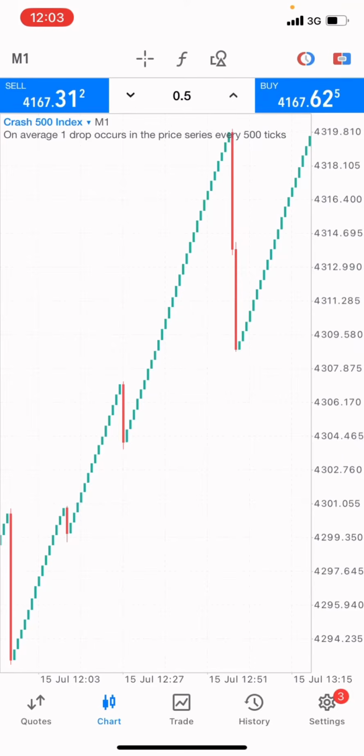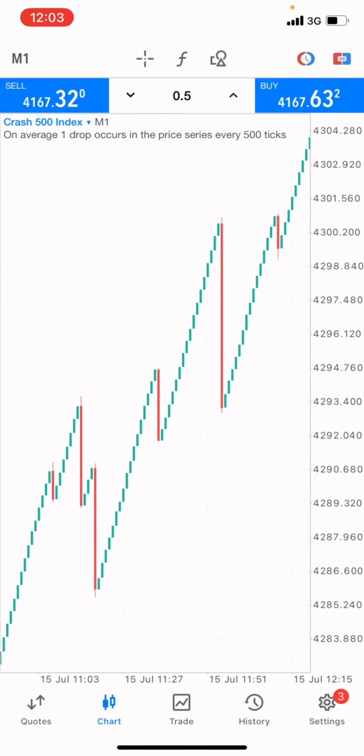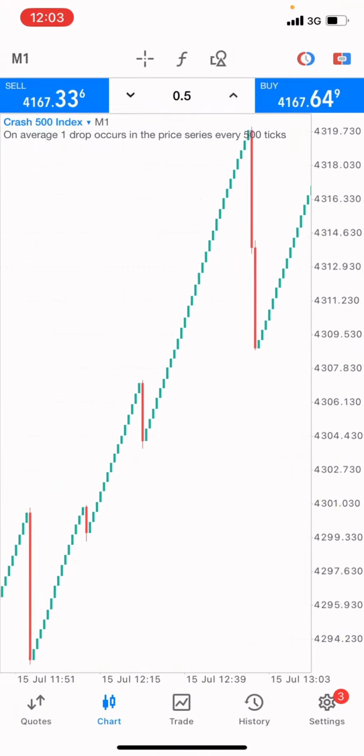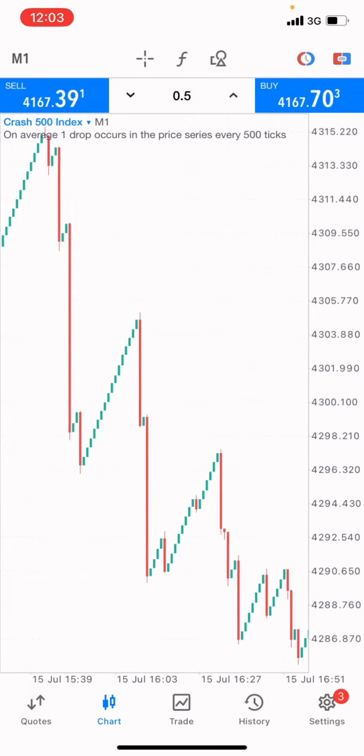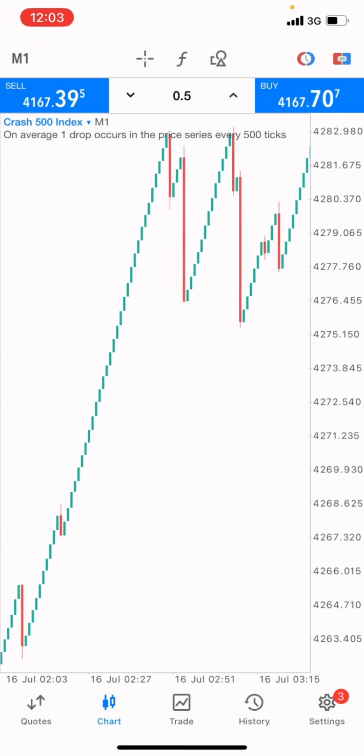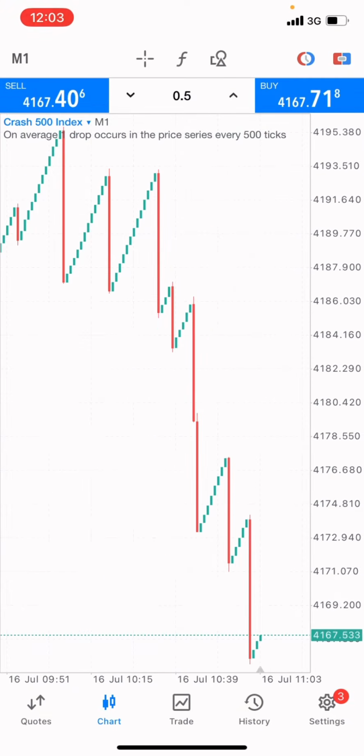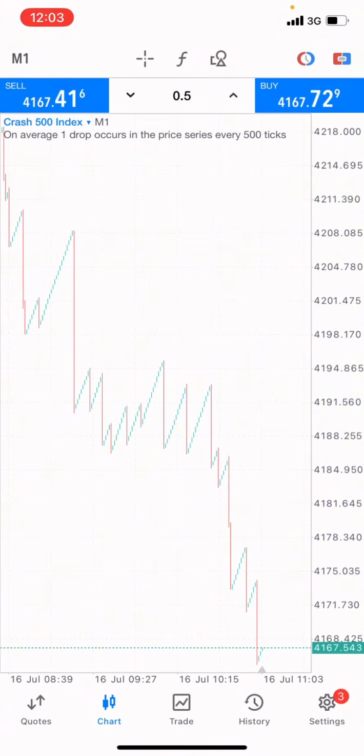So I'm going to be trading on Crash 500 Index, and I'm going to see how much I will be able to make at the end of this trading session. I'm going to be using a lot size of 0.5, and currently, what we can see at this point is that the market is buying right now.